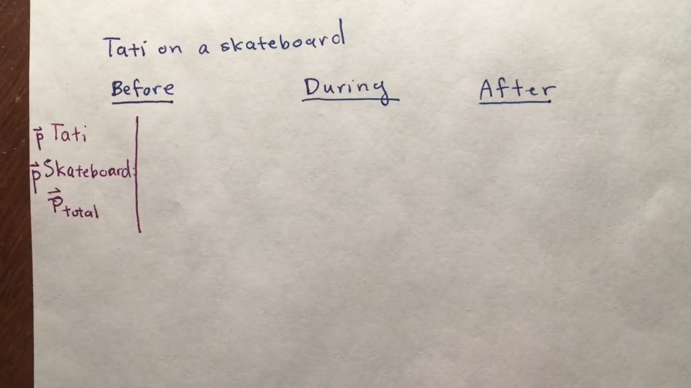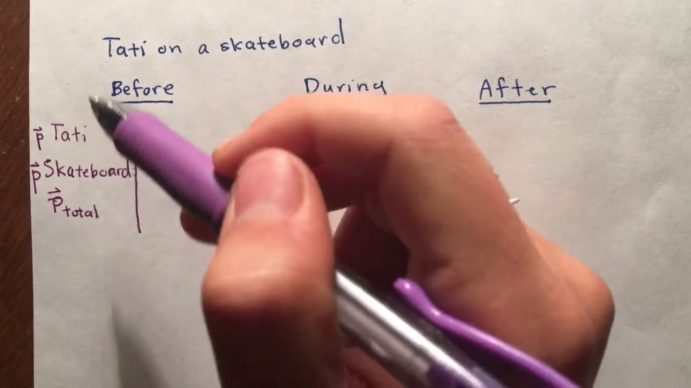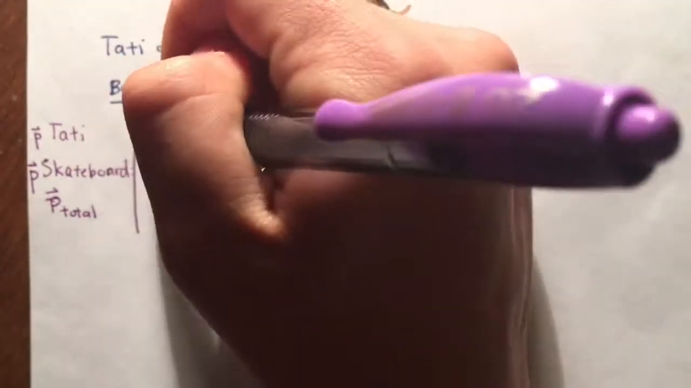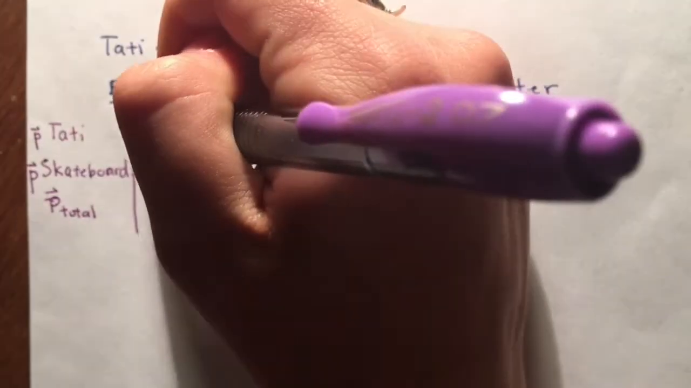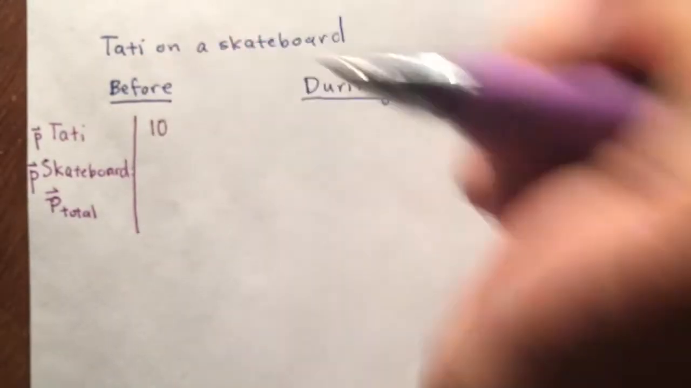So let's talk about the momentum of the system and of the different components of the system before I jump onto the skateboard, when I'm on the skateboard, and after I jump off. Okay, so at the beginning, did I have momentum? I have mass, and I had a velocity. I was moving. So yes, I had momentum at the beginning. Let's say that I had a momentum of 10. Just my momentum equals 10.